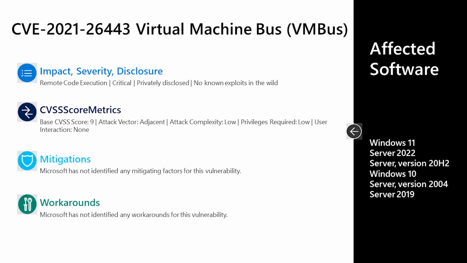The fix here to fully mitigate this issue, it's to install the Windows update, and you're protected from this. As far as affected software, we can see it's Windows 11, Windows 10, as well as Server 2019 up through Server 22, so the newer versions of Windows. So if you have those products in your environment, please know that this month's update will address this vulnerability.